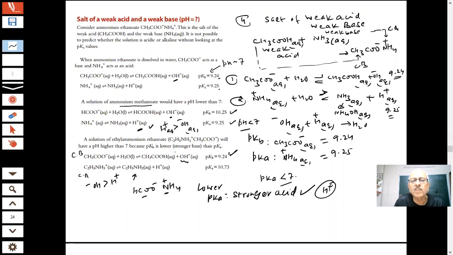So then the result will be what? The solution will be acidic, basic or alkaline? After neutralization, some amount of OH minus will be left, so it will be alkaline, students. And then pH will be slightly higher than 7, because if alkaline, pH should be higher than 7.